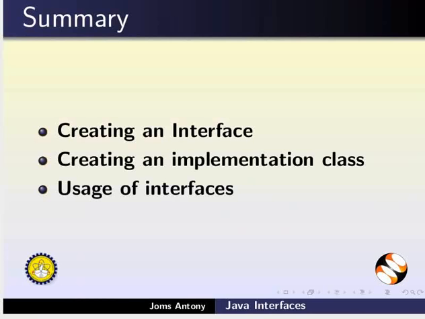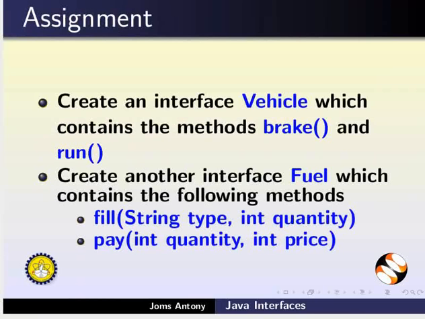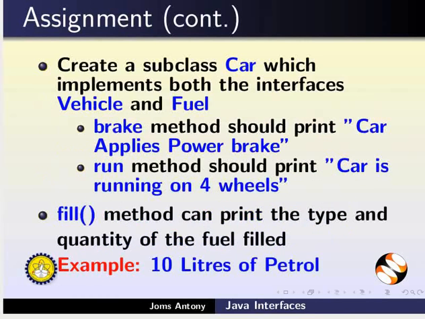Let us summarize. In this tutorial we have learnt about creating an interface, creating an implementation class and usage of interfaces. As an assignment, create an interface Vehicle which contains the methods brake and run. Create another interface Fuel which contains the following methods: fill (String type, int quantity), pay (int quantity, int price). Create a subclass Car which implements both the interfaces Vehicle and Fuel.